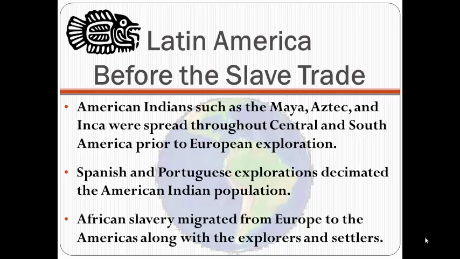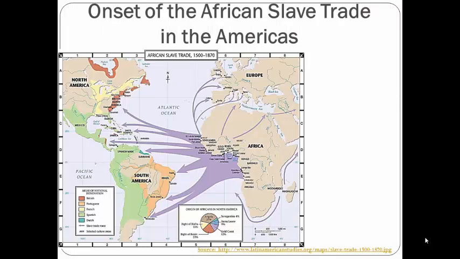Because African slavery was already an established institution in Spain and Portugal, the explorers from these nations brought African slaves with them when they explored and settled in Latin America. Since the need for labor was high, increasing the slave trade to the region was a logical next step. In fact, Latin America was the main destination for African slaves belonging to Portuguese and Spanish colonies.